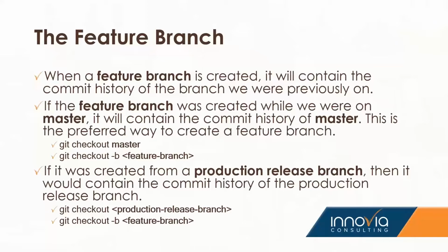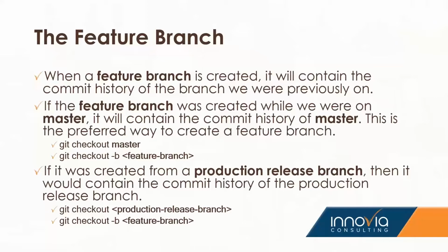So when we create a feature branch, the feature branch will always contain the commit history of whatever branch we were previously on. So if we were on the master branch, which has stable working code, and we create our feature branch off of the master branch, our feature branch would initially have that stable working code from the master branch as well. And the same goes for if you want to create a feature branch from a production release branch. If you did that, then the feature branch would contain the commit history of the production release branch, meaning it would contain the code of the production release branch.